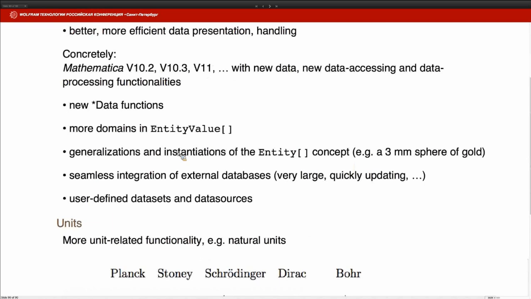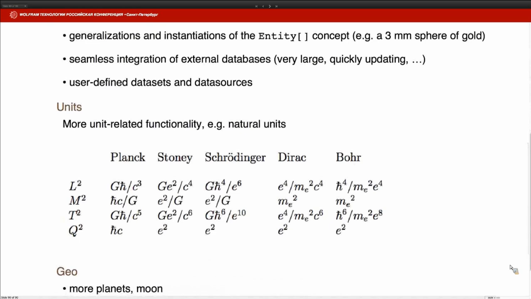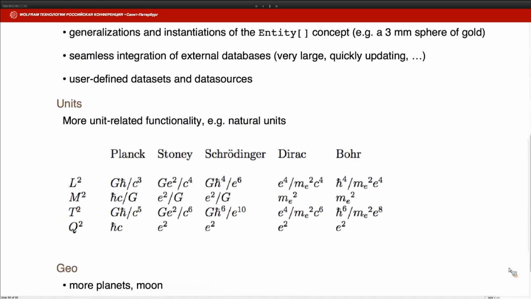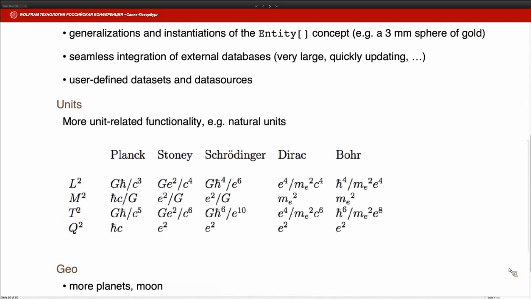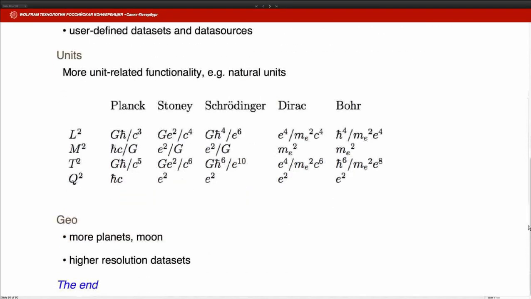Then there will be things like, you have a 3 millimeter sphere of gold. We have a sphere, we have gold, but we don't currently have something to unite it. So there will be something to build such an object directly from primitives and do something with it. Then more integration of large databases, especially external ones. And with respect to units, while we have many units, currently all our calculations are done just in SI. Obviously, physicists want to do units in what they call natural coordinates, Planck, Bohr, atomic. So we have to work on this.